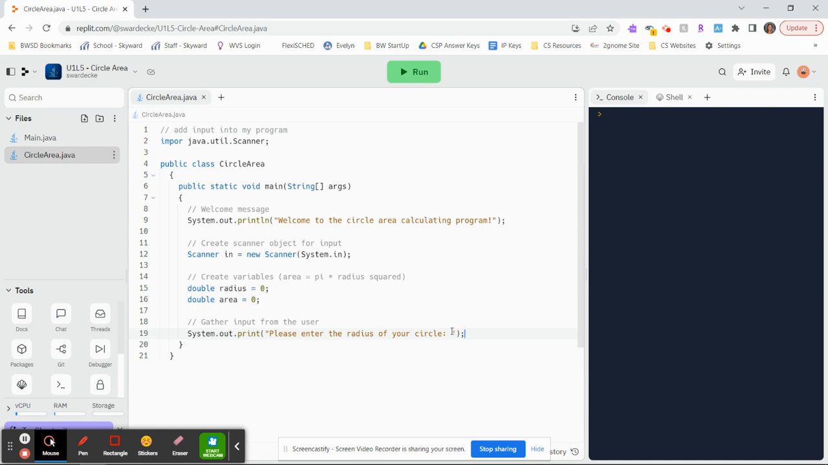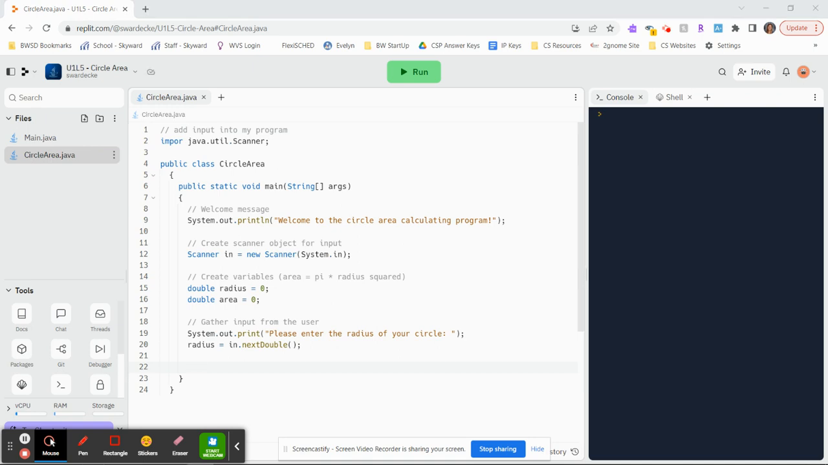So this first line prints to the screen. The second line, I'm doing radius equals because I want to save the value into radius. And I'm going to use my scanner object name dot nextDouble to gather the next double that the user enters. And so these two lines of code are going to prompt the user to enter in a radius and then gather that radius value from them and save it inside of the radius variable.